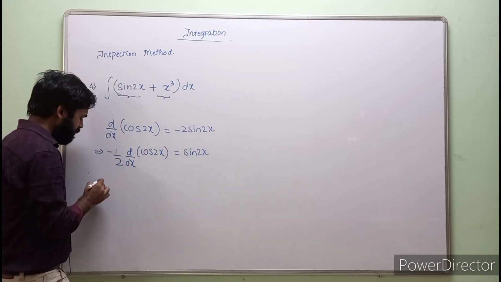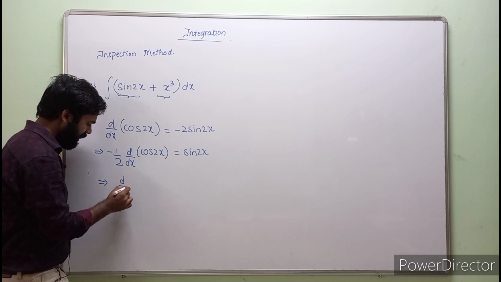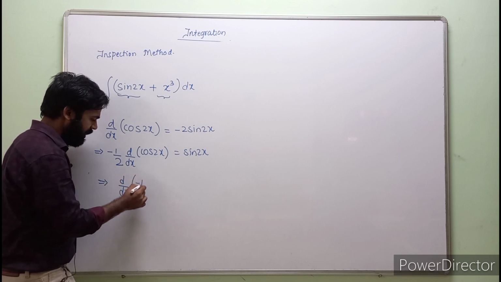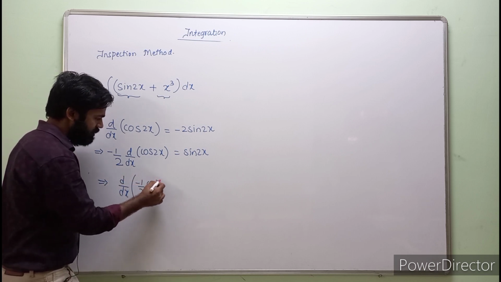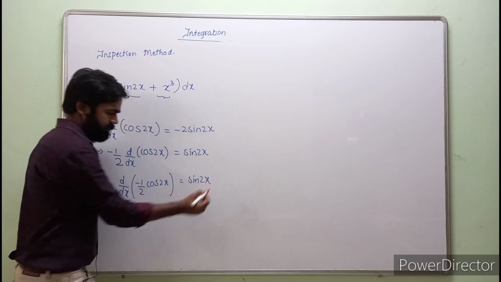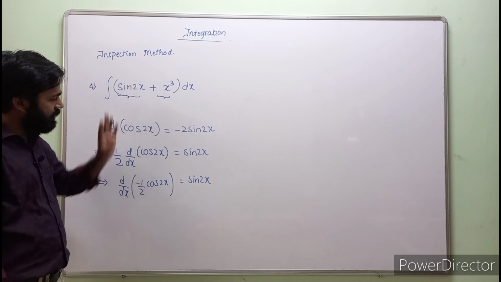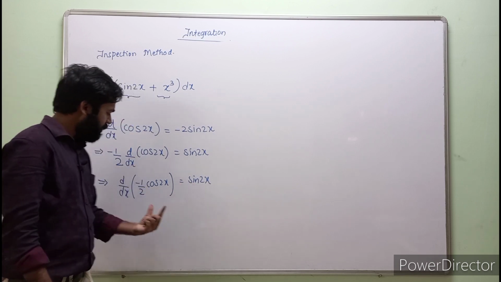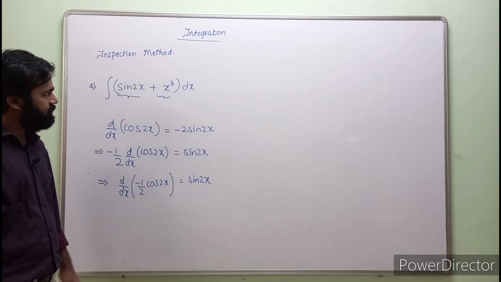And I take minus 1 by 2 inside. So we get d by dx of minus 1 by 2 cos 2x is nothing but sin 2x. We got it for sin 2x. Integral of sin 2x is minus 1 by 2 cos 2x.